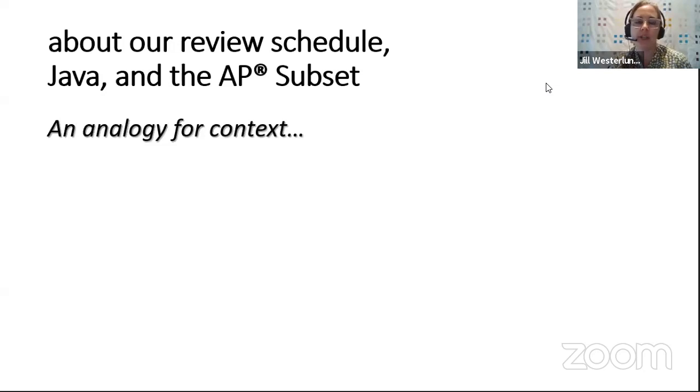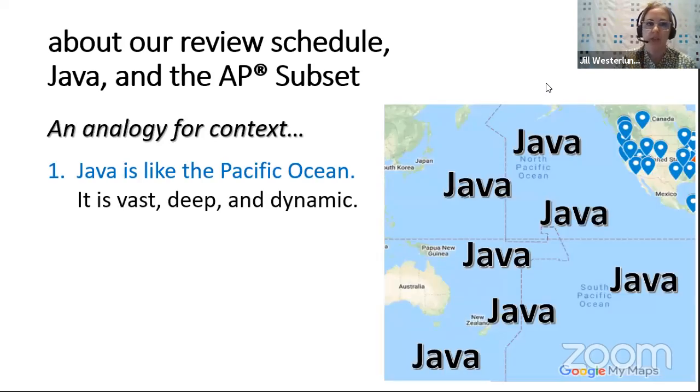So I want to explain to you a little bit of where we're heading from here to May the 1st. And I'm going to use my personal analogy that I use in class every year with what is the AP subset, what does it have to do with Java, and what does it mean when we say AP subset. So I like to tell the class at the beginning of the year that Java is like the Pacific Ocean, largest body of water on Earth, huge, vast, dynamic, changing, growing. This is Java.